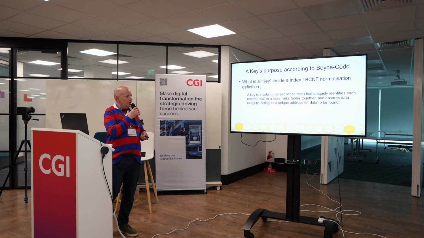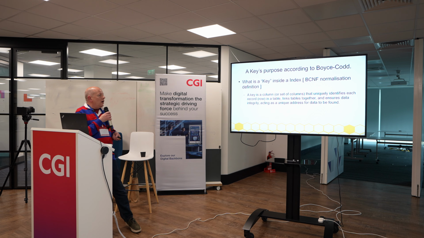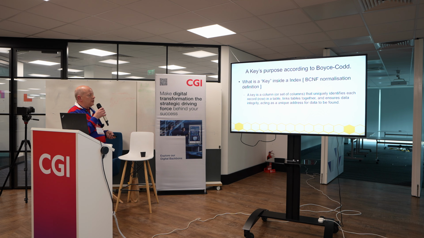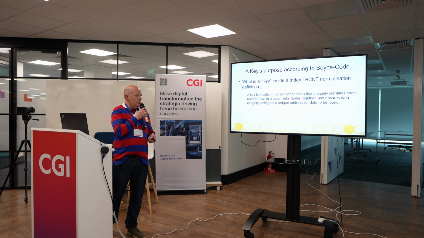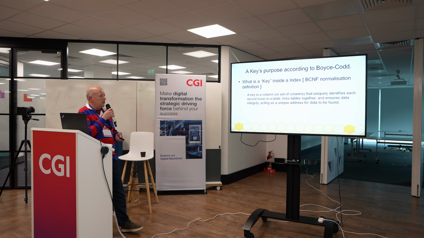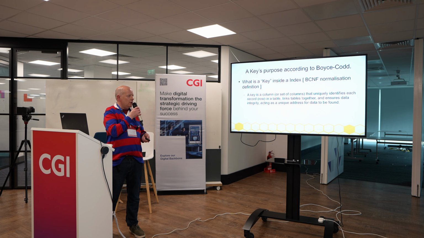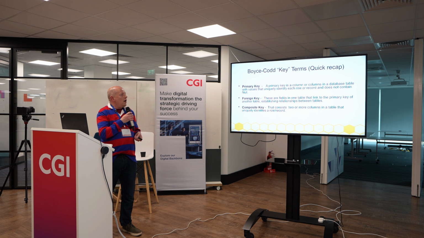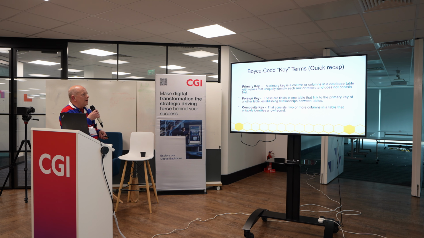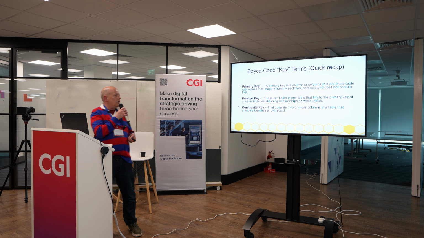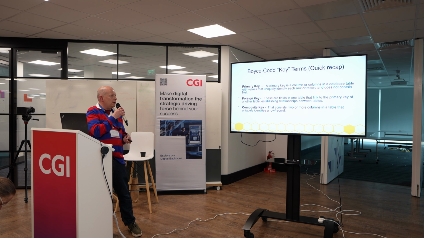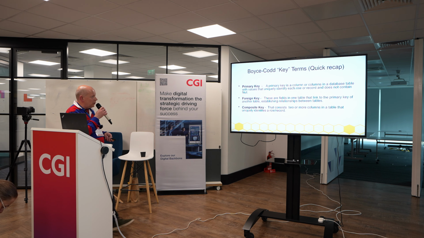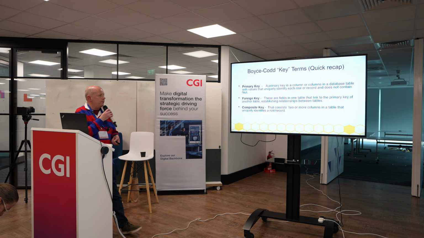What is a key inside an index? A key is a column or a set of columns that uniquely identifies each row in a table, links the tables together, and ensures data integrity, acting as a unique address for data to be found. A primary key is a column or columns in a database table with values that uniquely identify each row or record, and does not contain null.